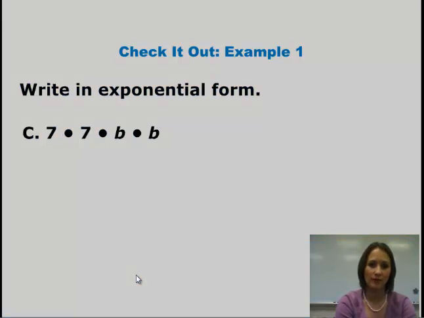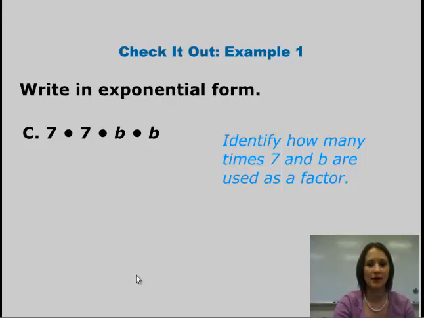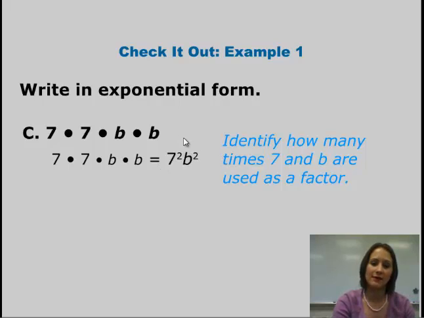Write this one in exponential form. 7 times 7 times B times B. Don't forget, there's 2 different bases. So go ahead and hit pause and try it now. First, identify how many times 7 and B are used as a factor. 7 is used as a factor twice. B is also used as a factor twice. So we're going to write it as 7 squared times B squared. You can also say it as 7 to the 2nd power times B to the 2nd power.